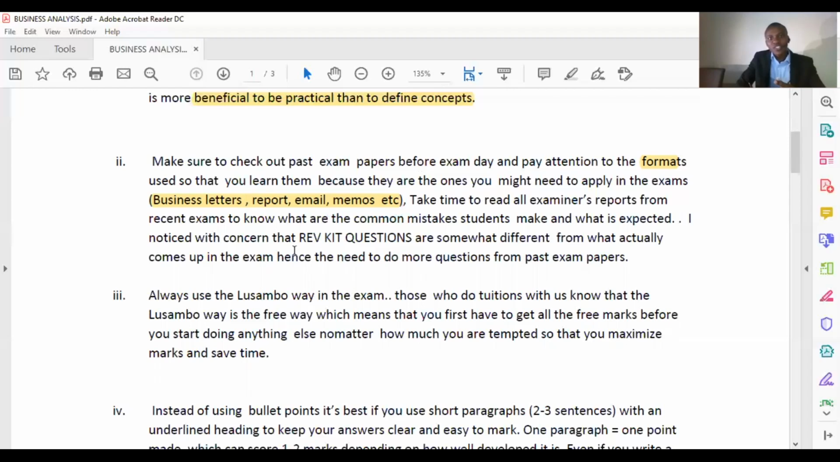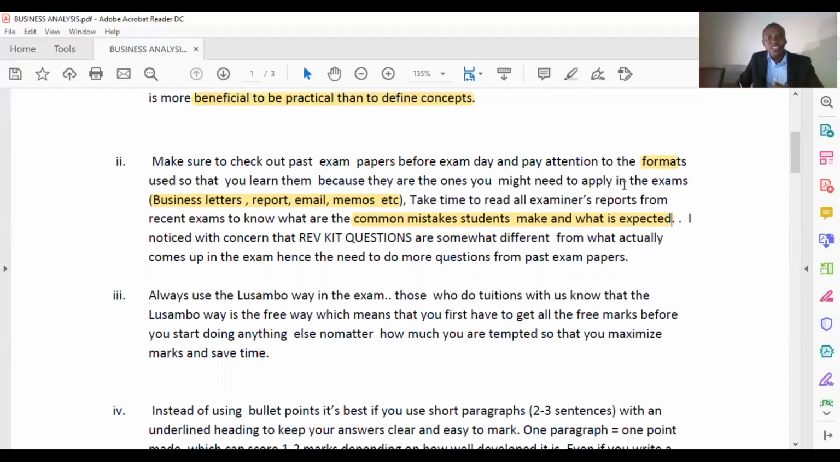Take time to notice the common mistakes students make and what is expected. Because if you see the common mistakes the students are making and what is expected of you, then you will be able to do better when you meet something similar to what the examiner talked about in their report.